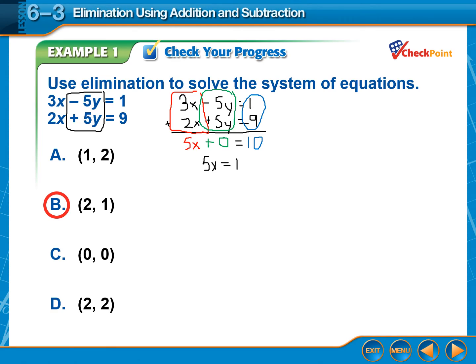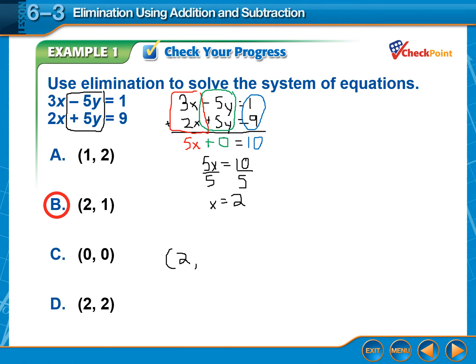And then to solve for x, I'm just going to divide both sides by 5. So x is equal to 2. So by eliminating the two y values, I figured out that x is equal to 2. So I know that that is my x value in my ordered pair, or in my solution.